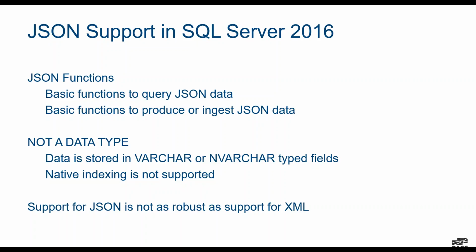It's really important to understand that was kind of the goal. One of the key differentiators between JSON and XML is that JSON is not a data type. Data is stored in varchar or nvarchar type fields, and as a result, native indexing is not supported. I'll talk more about that at the end. What I really want to point out is because of this, the support for JSON is not nearly as robust as the support for XML.